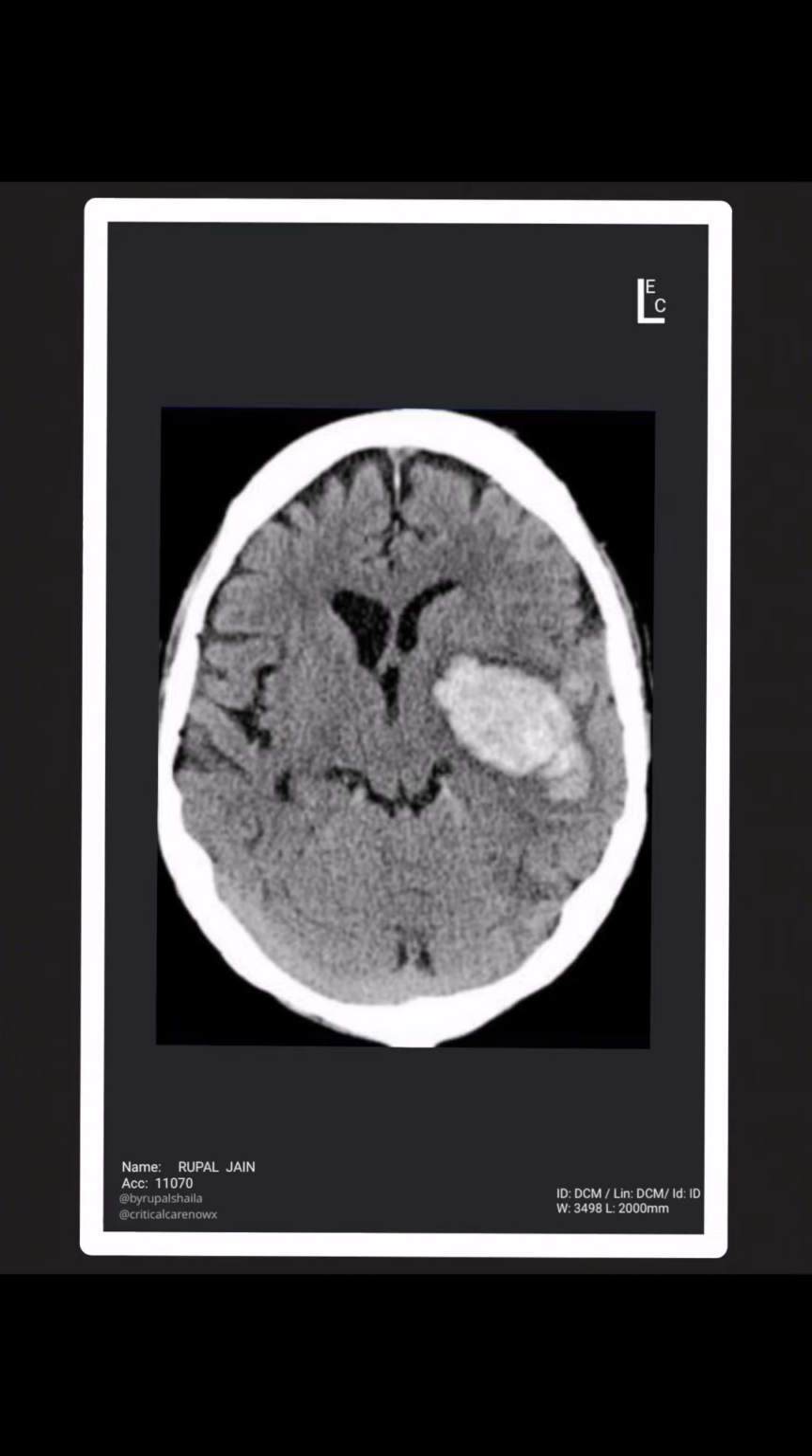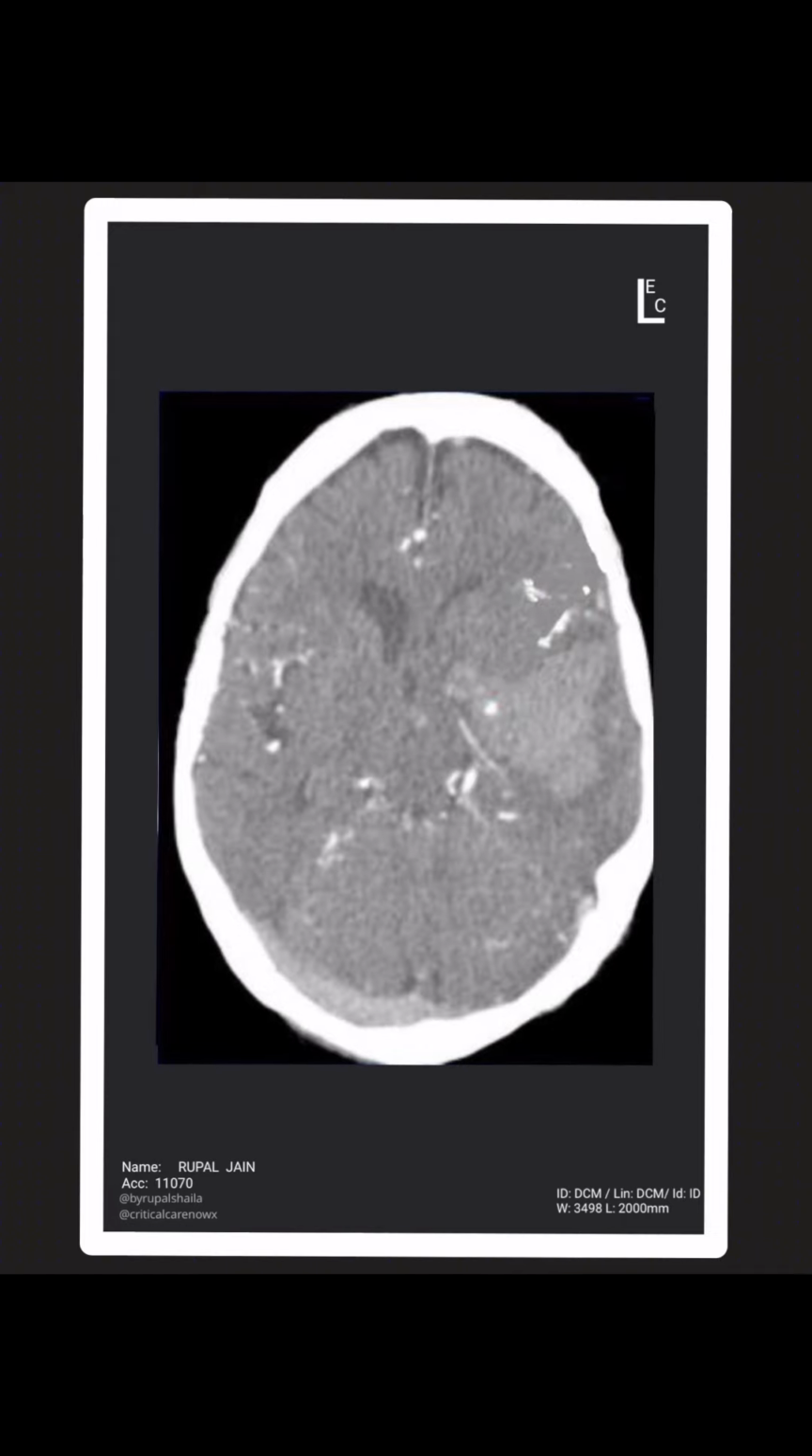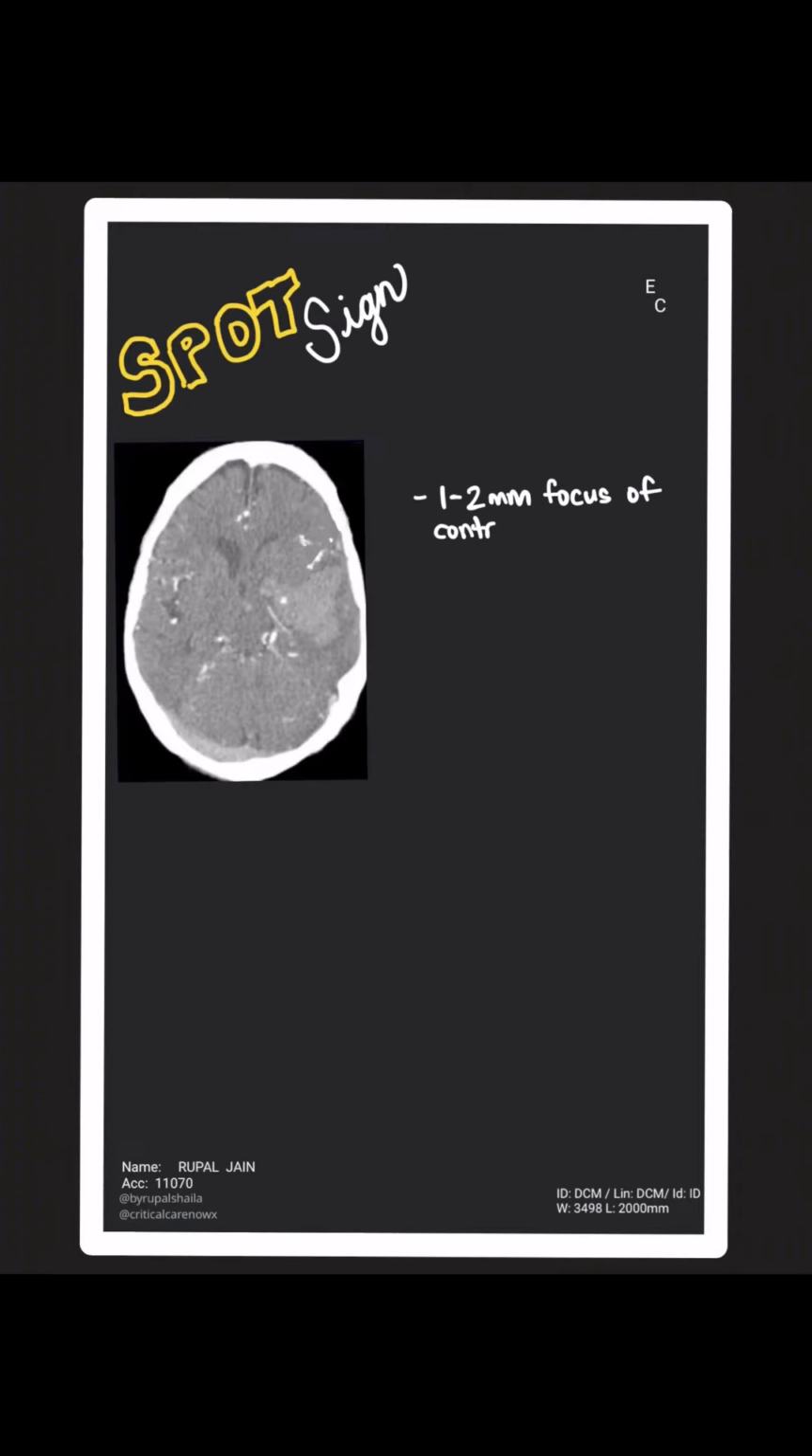Here is what you find on CT angiography. If your attention is to this hyperdensity here, you're onto something. This is what is called the spot sign. Essentially, the spot sign is a 1 to 2 millimeter focus of contrast enhancement compared to the surrounding hematoma, regardless of whether the shape of the spot is linear, circular, or something else.